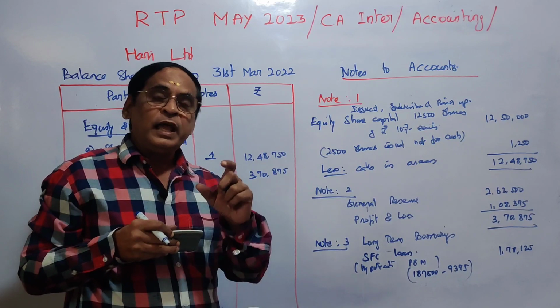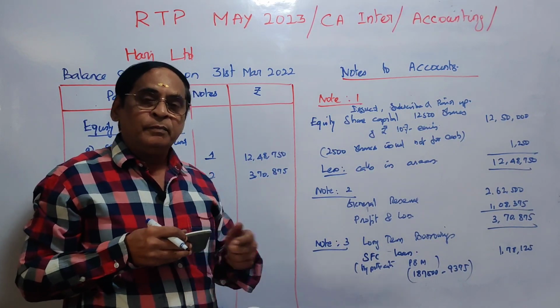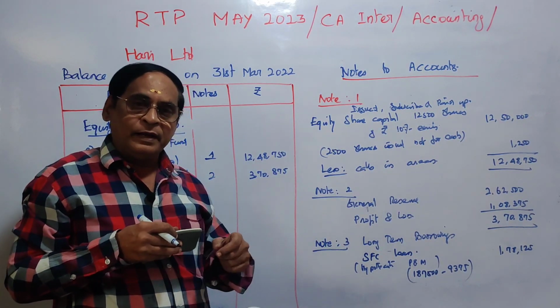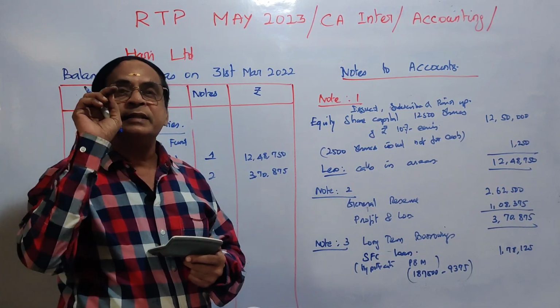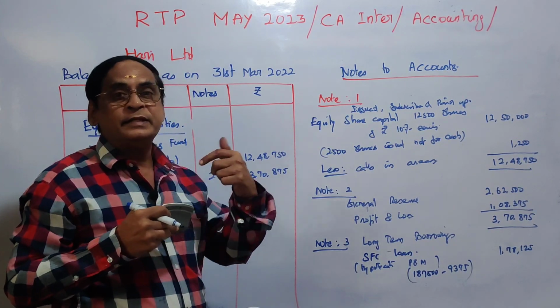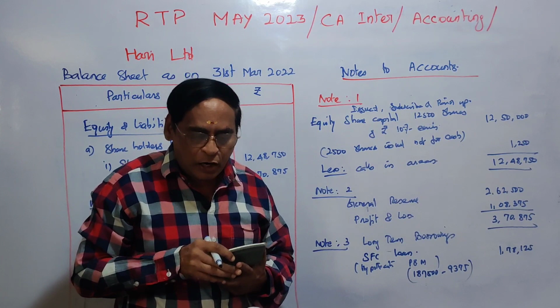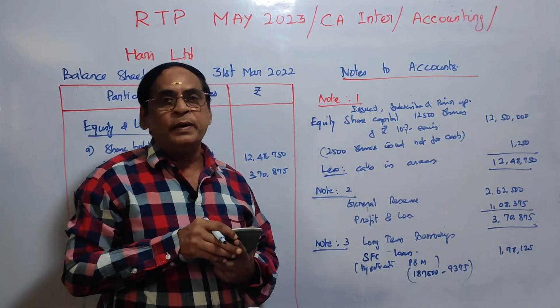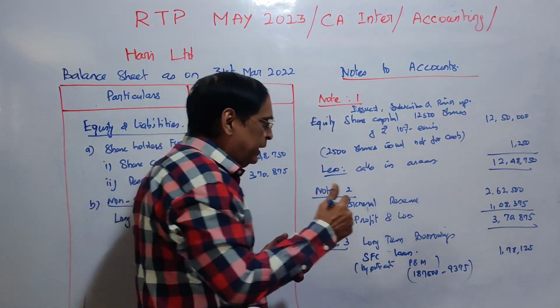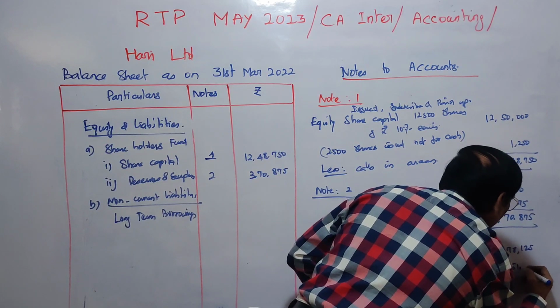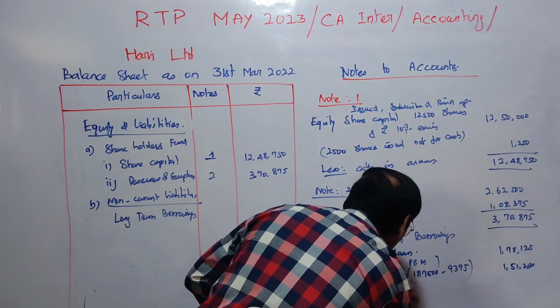Yes. Actually, unsecured loan is a current liability. But here the unsecured loan is given within the bracket as secured, so we have to treat it as secured. So the unsecured loan will also appear here. Unsecured loan, how much? 1,51,250. That is the unsecured loan.